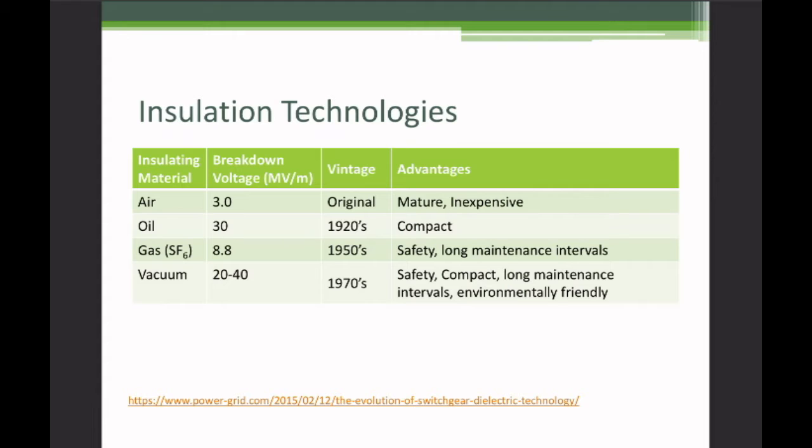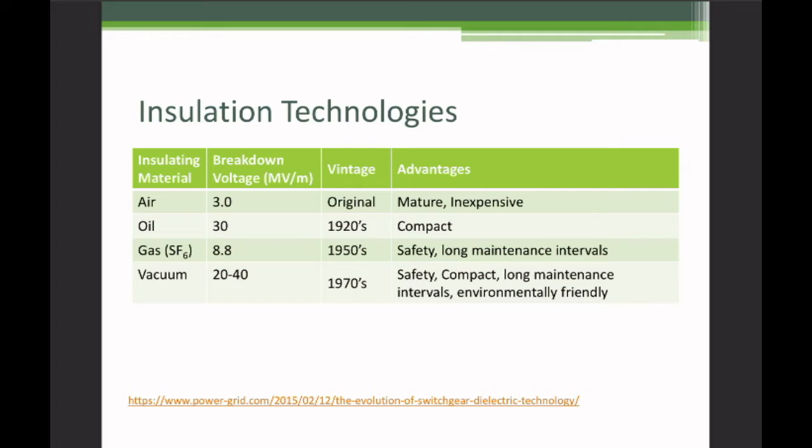So there's 4 different technologies that are used for insulation in distribution switchgear. The oldest was air. It's been around since the very beginning, and air has a breakdown voltage of around 3 million volts per meter of distance.